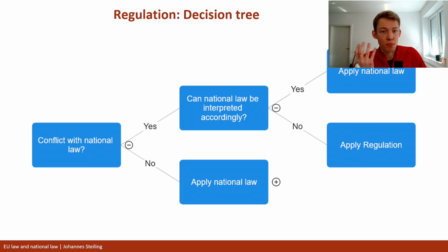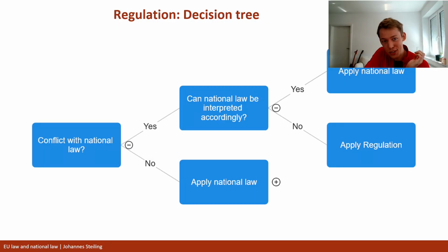This is classic primacy in the sense that first we need to interpret, and if we can't interpret, then we need to disapply national law and only apply EU law to the individual case. Now again, as I said, the national law will remain valid. So in another case where there is no scope of EU law or there is no conflict with the regulation, we can still apply the national law, right? So this is the easy case.